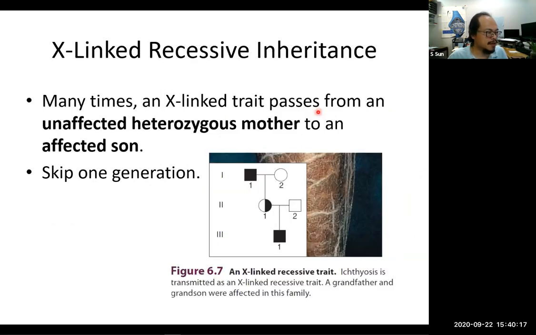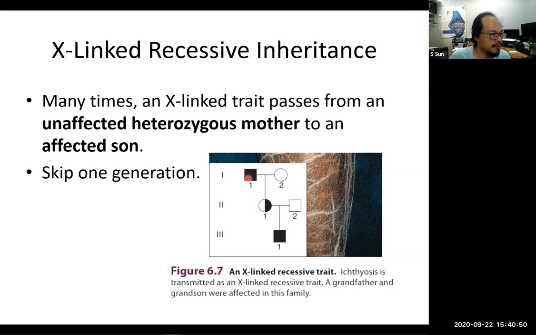So here is an example of an X-linked recessive trait. This is a disease that causes the skin to develop a lot of itchiness. So, ichthyosis. The skin builds up a lot of dead skin, making it very dry and also itchy. And so you can see the situation here.